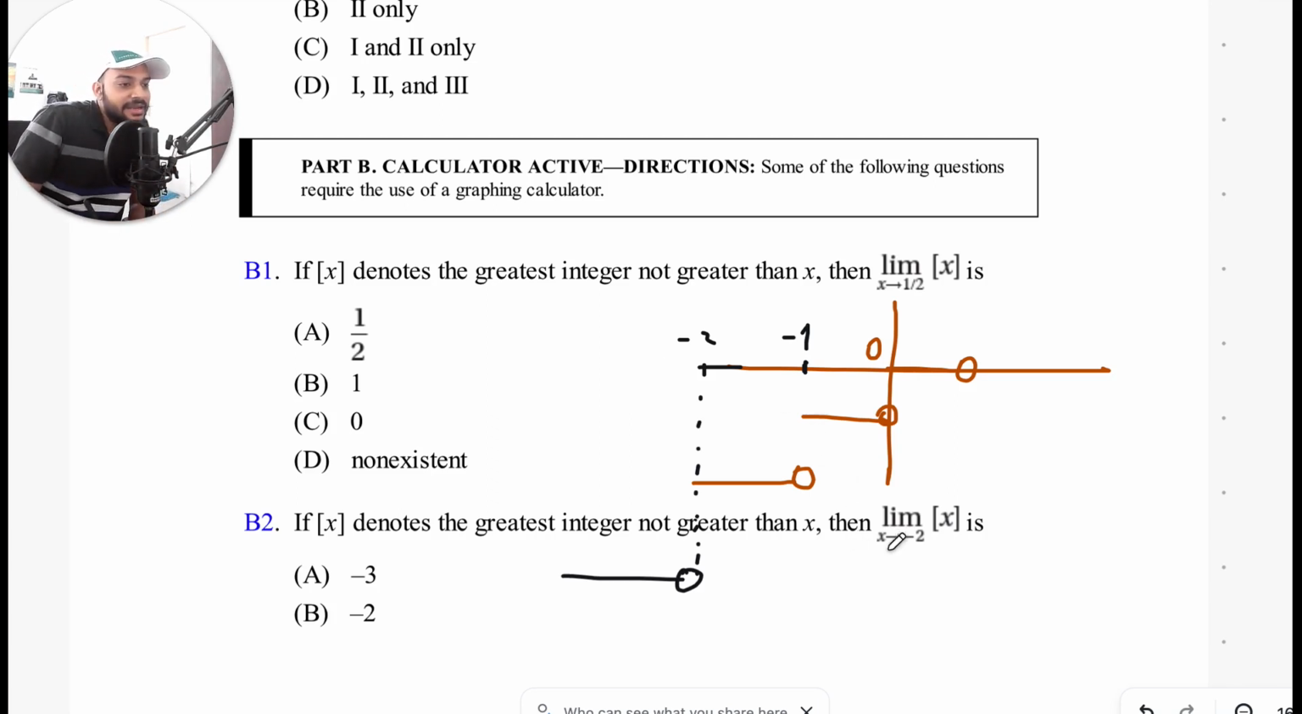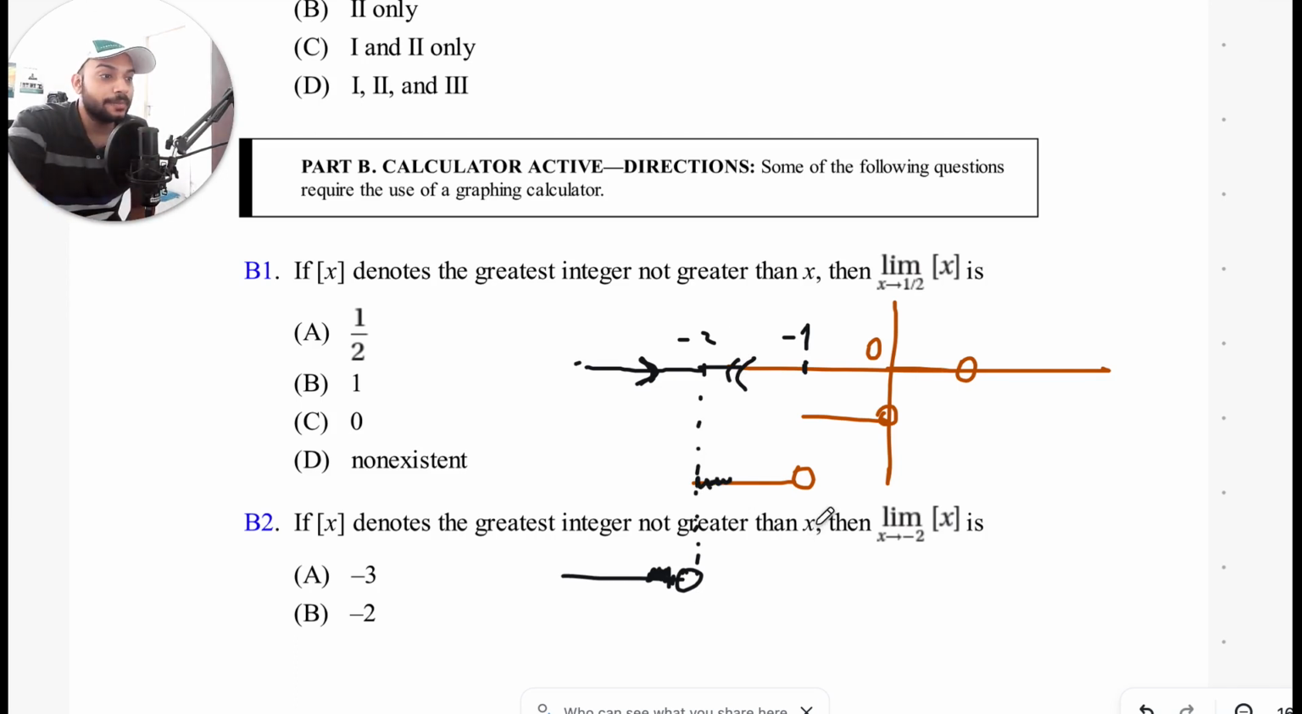Now it's saying limit x tending to negative 2. X tending to negative 2 from the left hand side and from the right hand side would be different, as you can see from this graph. From the left hand side, we approach from here. What's the greatest integer function value? Negative 3. Just at x is equal to negative 2, it is negative 2. And then approaching from the right at negative 2, it's negative 2. So the limit does not exist.